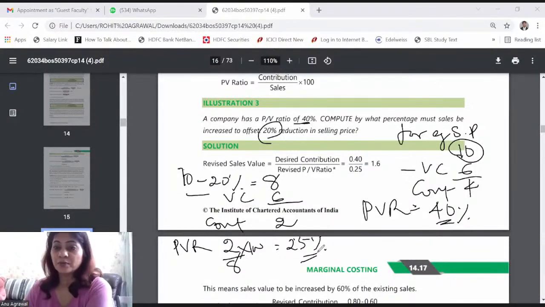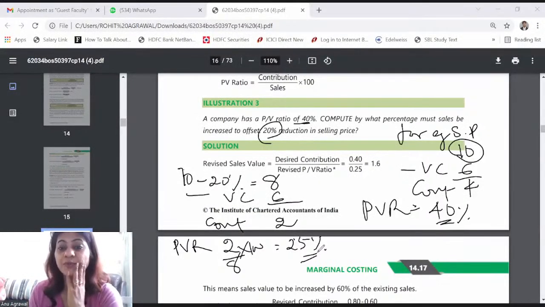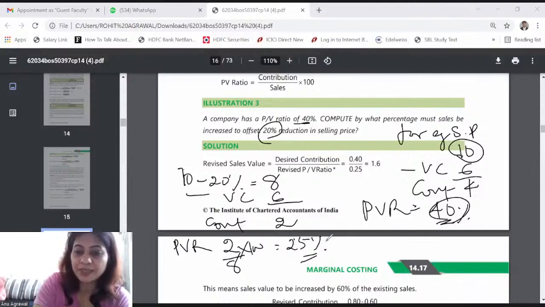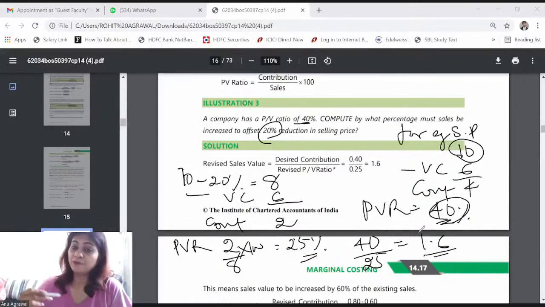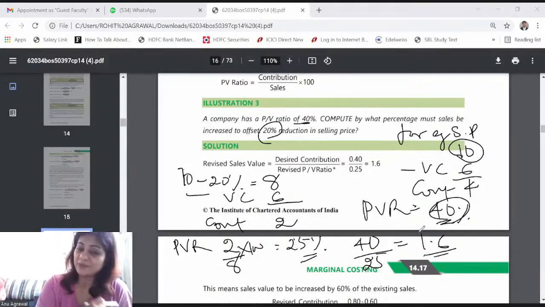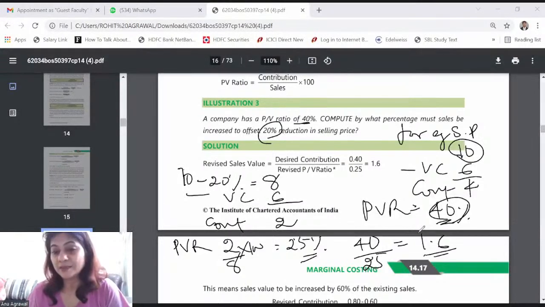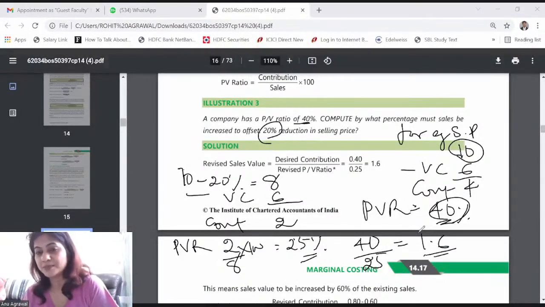So what should you do? How much times you need to increase the sales? You tell me. What is the percentage? What do you think should be there? How should we calculate? Simple. If earlier PVR was 40 and now it is 25, so what is the ratio between the two? It is 1.6, yes or no? 40 divided by 25. That means I will have to have 0.6 times sales more in order to achieve the same what I was getting. That means you can say 60%. It is nothing but calculation in percentage terms. Yes or no?